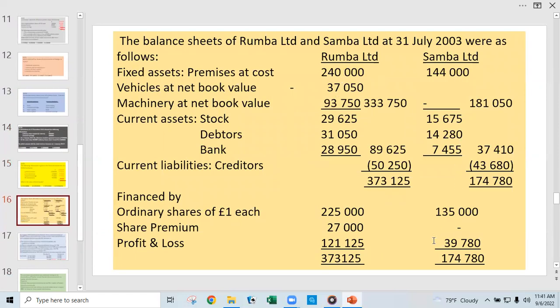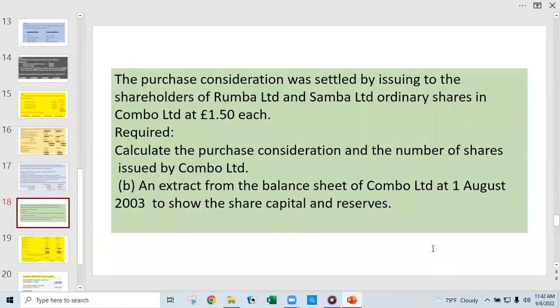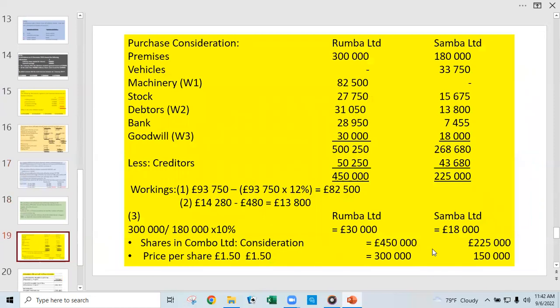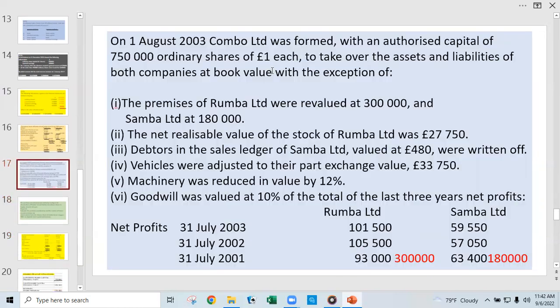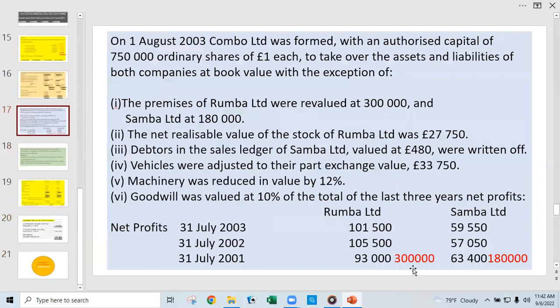They further state on 1st August 2003, Combo C Limited was formed with an authorized capital of 750,000 ordinary shares to take over the assets and liabilities of those two companies at their book value, except the following. We are required to calculate purchase consideration of both companies. 1. The premises of R Limited and S Limited were valued at 300 and 180 respectively, which are shown here. 2. The net realizable value of stock of R Limited is given. S Limited, there is no change.